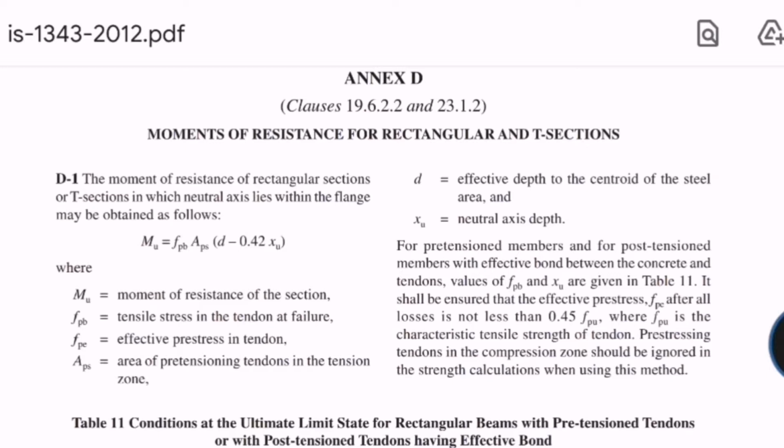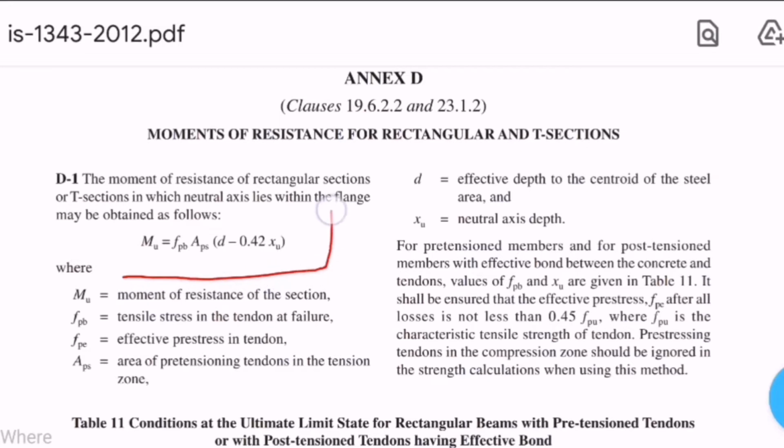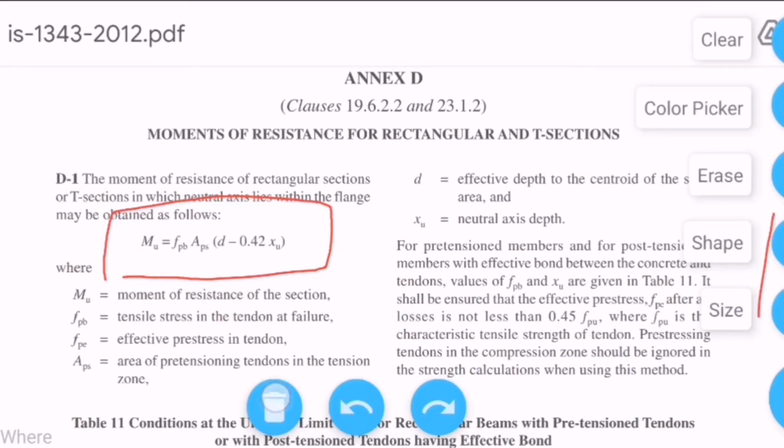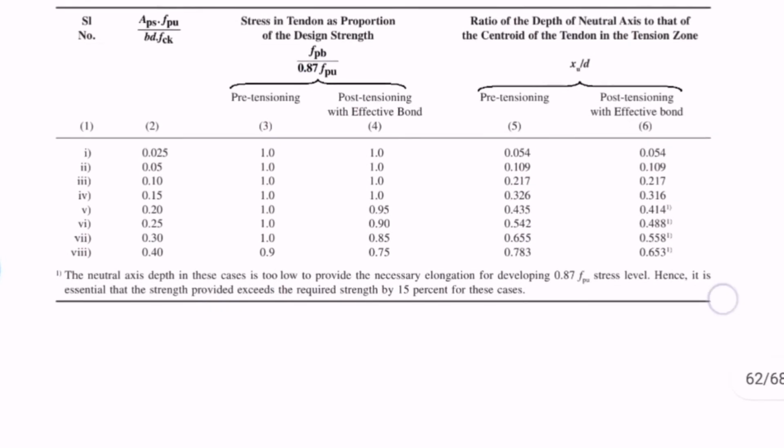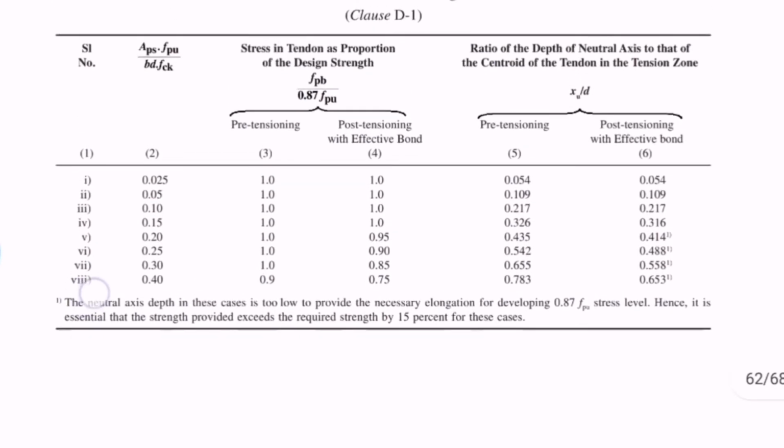In this video, I am going to explain how to find the moment of resistance for a rectangular beam which is pre-stressed. So we have the formula Mu = FPB APS (d - 0.42 Xu). This is the formula which is available on page number 51 of our IS 1343 2012 codebook.